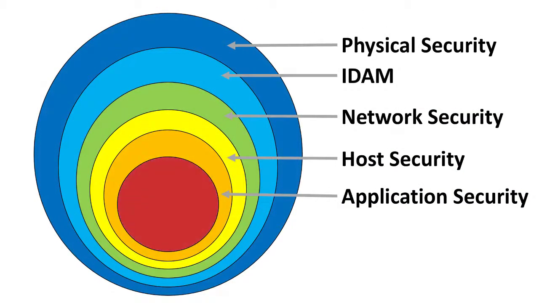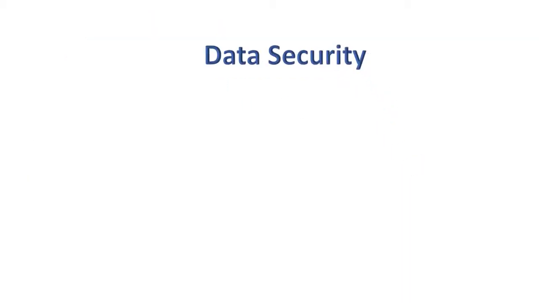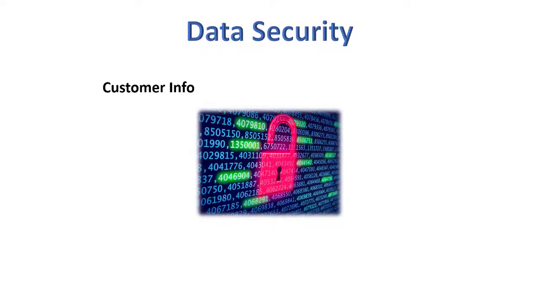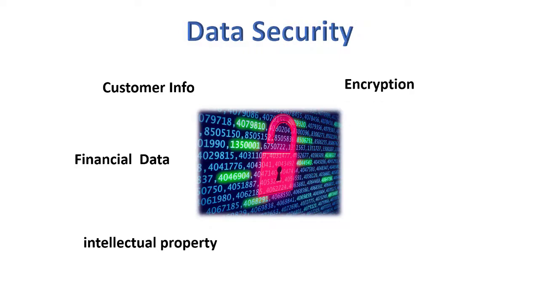The sixth layer of security is data security. This involves securing the data that is stored and transmitted by a system, such as sensitive customer information, financial data, and intellectual property. Data security controls can include encryption, access controls, and data loss prevention, DLP, software.